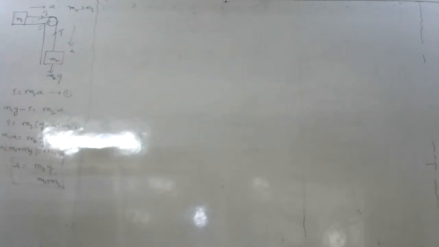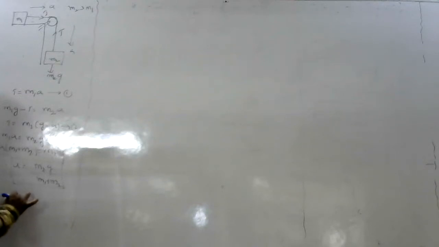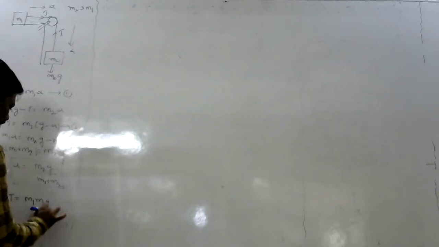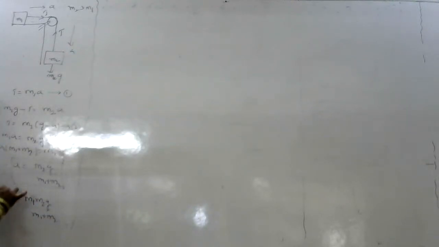So this is the acceleration of the block. Find the tension in the string. This acceleration will be substituted in equation 1. In equation 1, tension T is equal to m1 a, that means m1 m2 g by m1 plus m2. So tension in the string T is equal to m1 m2 g by m1 plus m2.